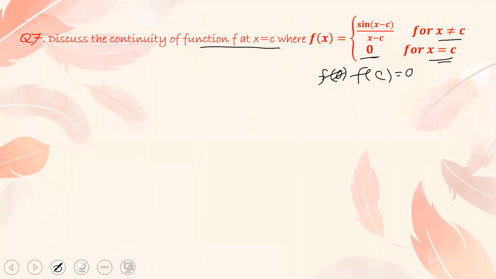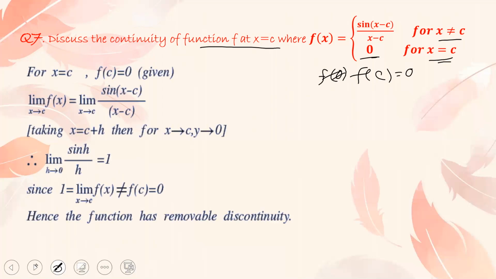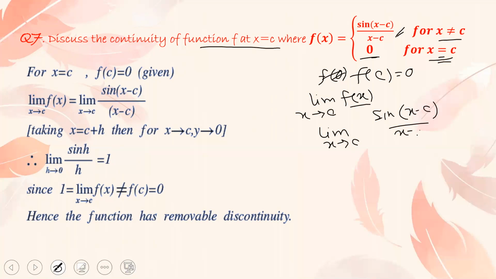Now check the right hand limit and the left hand limit. Since before c and after c, the definition of the function is same, so let's find the limiting value. Limit of f(x) at x tends to c. Now put the definition of the function. Limit x tends to c, sine x minus c by x minus c. Now take x is equal to c plus h.